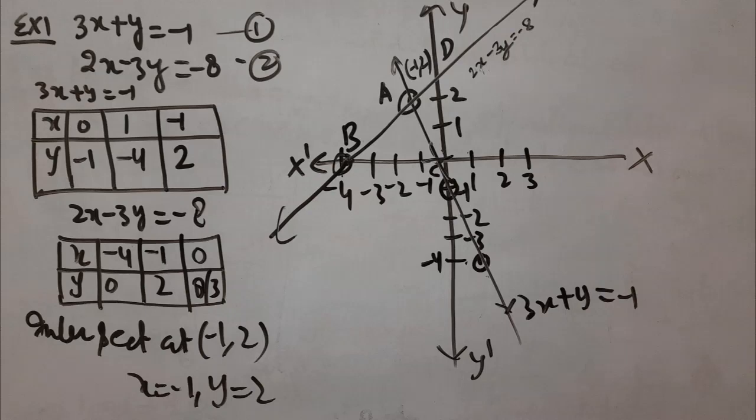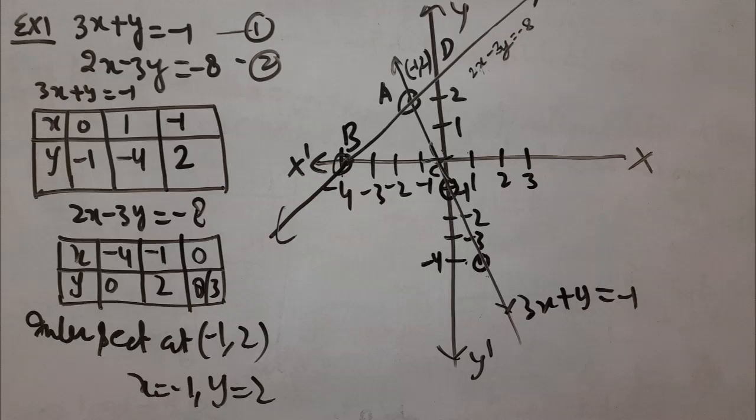Now we will plot the lines and we will find that the lines intersect at the point minus 1 comma 2. So the solution of this pair of equations is x equal to minus 1 and y equal to 2. Students, in the exam, don't forget to write the equation of the line on the graph.